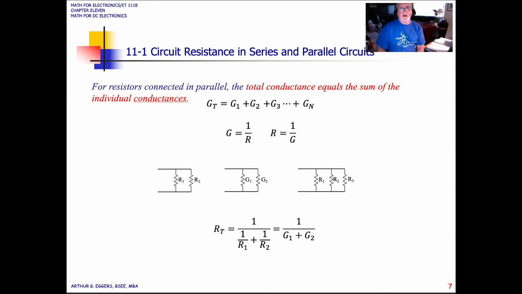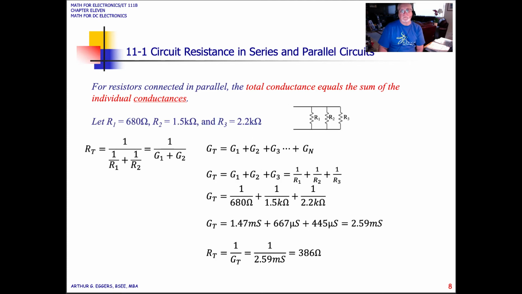So when we look at the ability to add their values together, if we calculate in a parallel circuit a conductance, the math becomes a lot easier. Otherwise, as you can see below, we end up with an inverse relationship for conductance. For resistors connected in parallel, then, the total conductance equals the sum of the individual conductances.